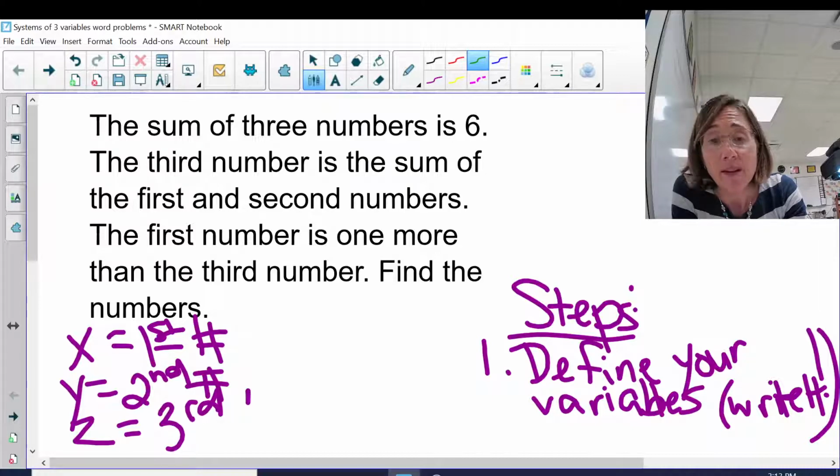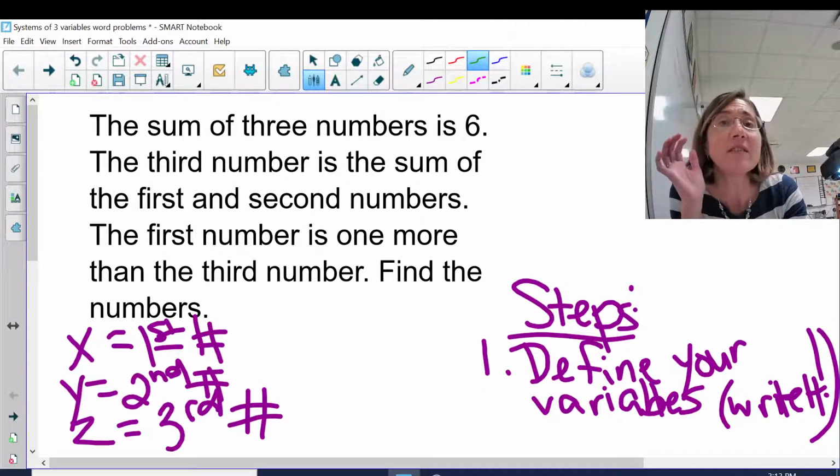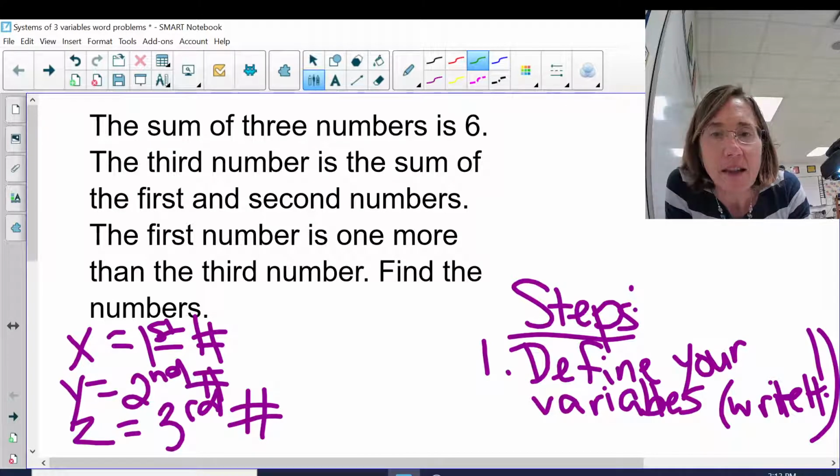So we have three unknowns. X, Y, and Z are our variables, and X stands for the first number, Y is the second, and Z is the third. Okay, so we're going to write it down so we can keep track of what's what. Now let's go back up to our story and read that first sentence again. It says that the sum of three numbers is 6. The sum of three numbers is 6. Sum, that's a math word. What's that telling us? Yeah, that's telling you you're adding stuff together. We're going to find the sum of these three numbers, and that is 6.